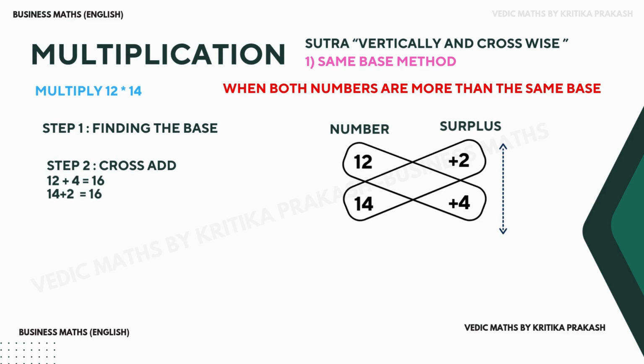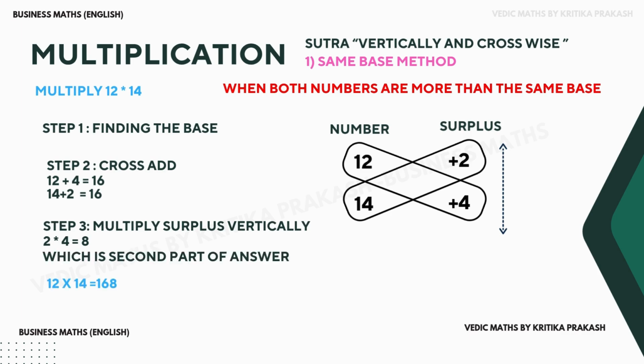Step 3, we would be multiplying all the surpluses vertically, which is 4 into 2, which would give us 8, which forms the second part of the answer. So the final answer is 12 into 14 equals 168.